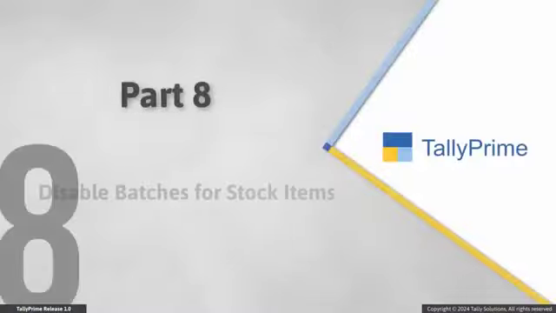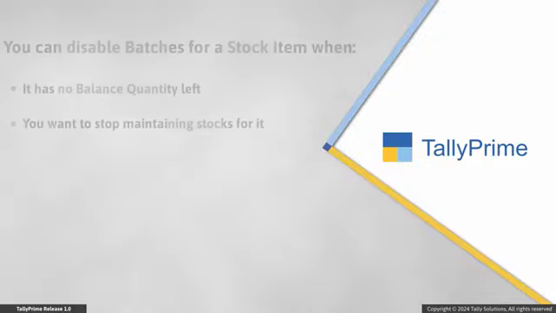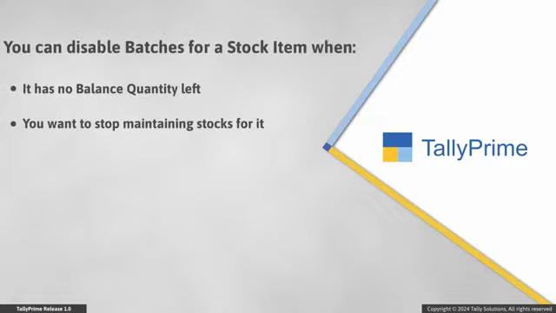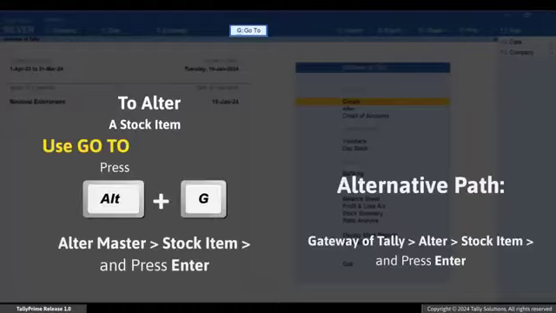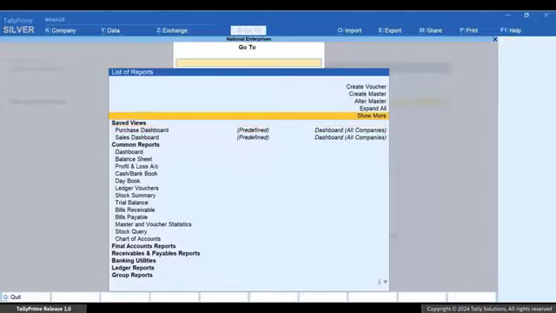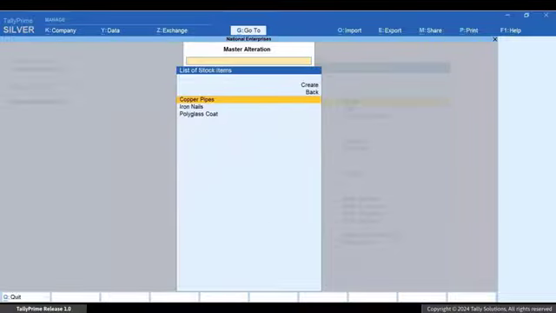Now that you know how to record vouchers with batches for stock items, let's see how to disable batches. Consider that there is no balance in a few stock items, or you have stopped maintaining stocks for it. In such cases, you can easily disable the batches for the stock item. Press Alt+G. Alter Master. Stock item. Select the stock item and press Enter.